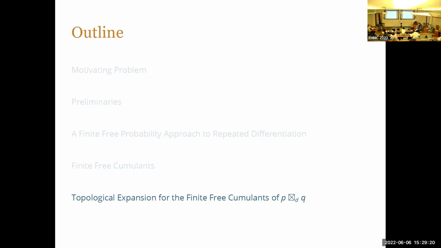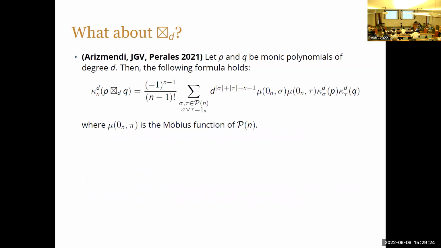Okay, so what did we show regarding this question? Well, first of all, there is a formula. On the left side, you have the finite free cumulant of the multiplicative convolution of two polynomials. And the right-hand side is all a function of the cumulants of P and the cumulants of Q, okay?